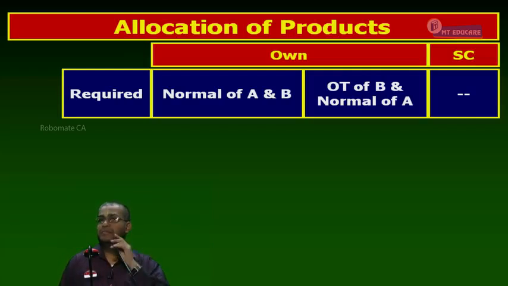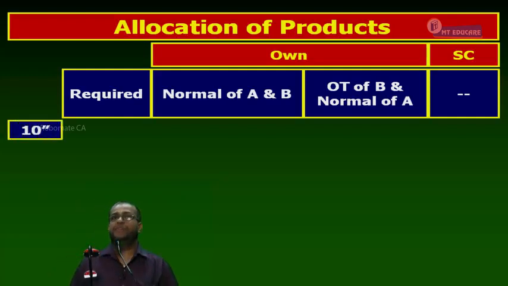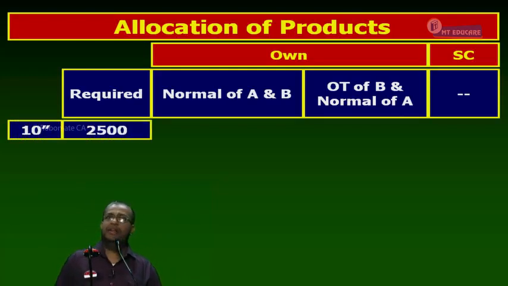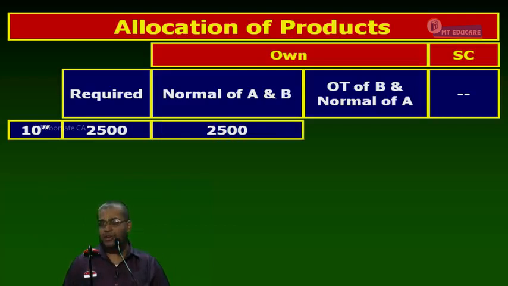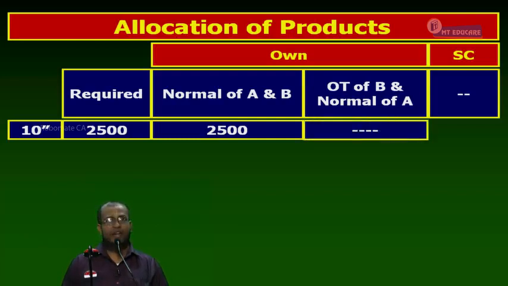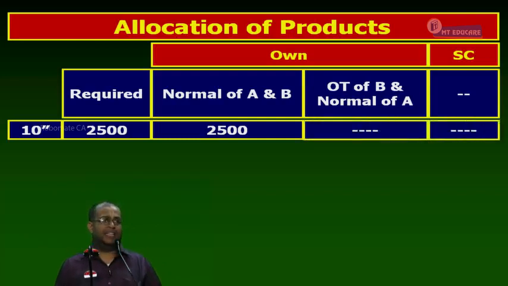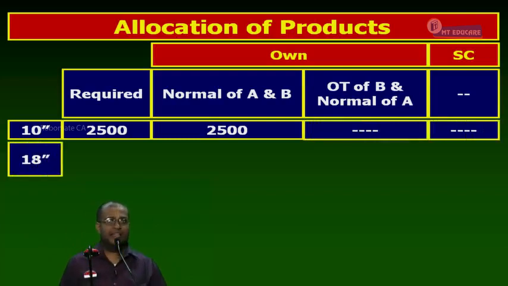Shall I proceed now? First is 10 inches. How many meters am I required to lay? 2500. Required is 2500. How did I do my work? Entirely using normal A, normal B. 2500. I did not have any overtime nor a subcontracted 10 inches pipe. First rank product. Next is 18 inches pipe.